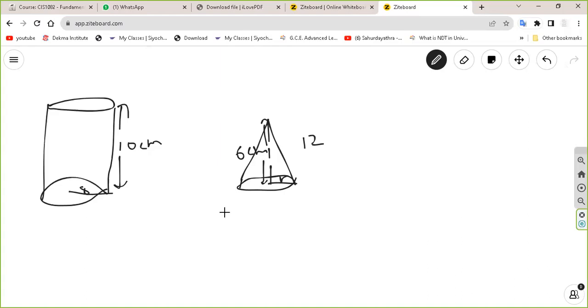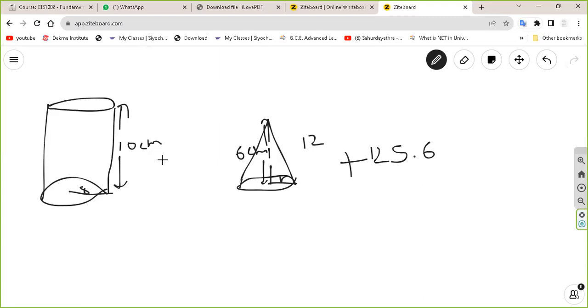12 identical small right circular cones are made. The height of a cone is 6 centimeter. In making these, the volume of 125.6 cubic centimeter is wasted. Taking pi as 3.14, calculate the volume of the cylindrical metal block.